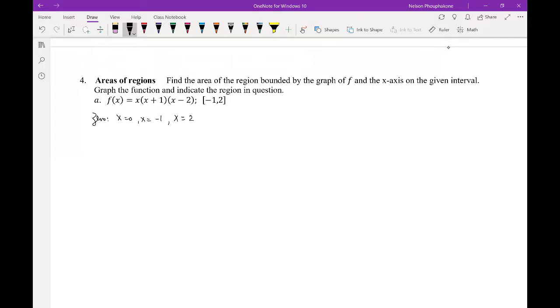Okay. So therefore, in this case, we are now going to have -1, 0, 1, and 2. So the function basically goes through this point, this, and then this. Okay. So you will see that this function basically is a cubic function. So that means the function that I have probably is like this.